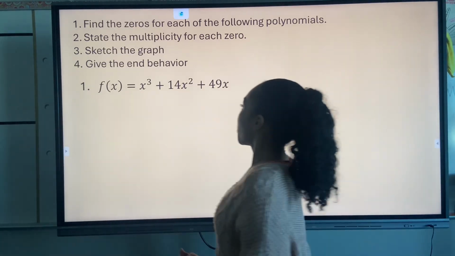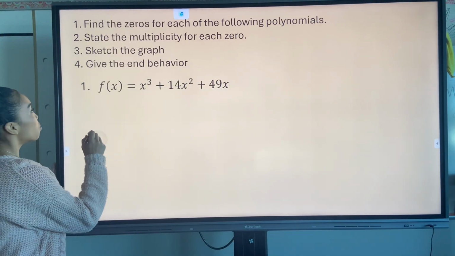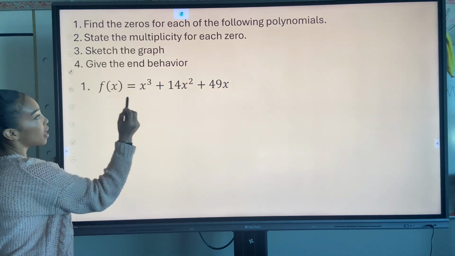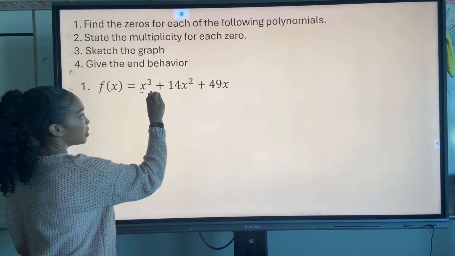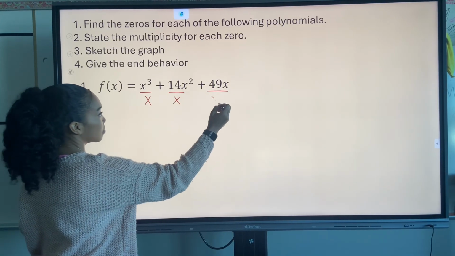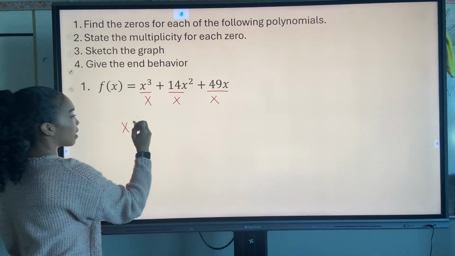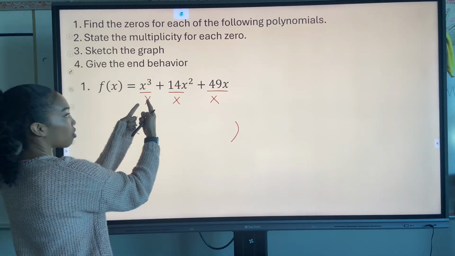Okay, so first we're going to factor this so that we can find the zeros. What you should notice first is that all of these have at least one x. So I'm going to divide all of these terms by an x. So x will be on the outside, and let's see what's left over when we divide. I'm going to draw this for you.